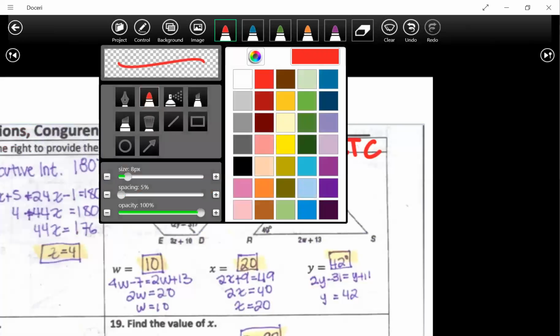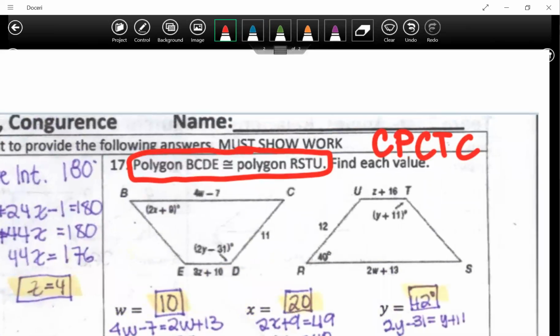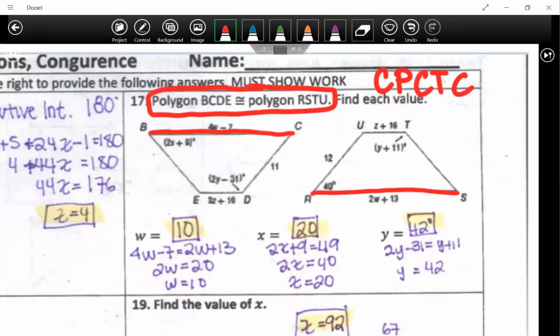The first part that we want to be able to see here is solving for W, which happens to be that BC would be congruent to RS. Since those two are congruent, we can set them equal and solve. So 4W minus 7 is equal to 2W plus 13. You solve it out, W is equal to 10. My first answer.